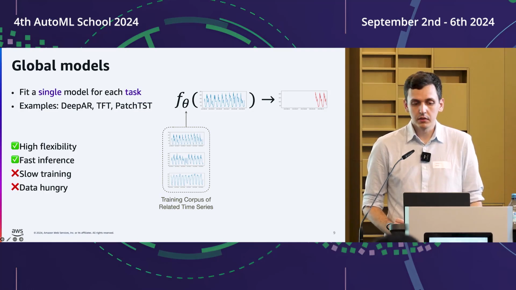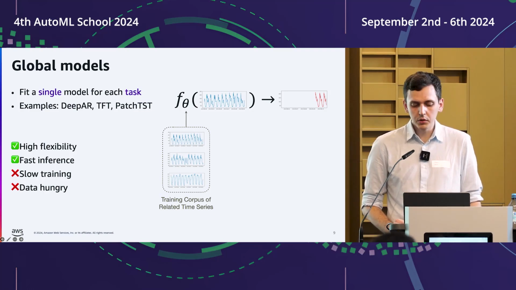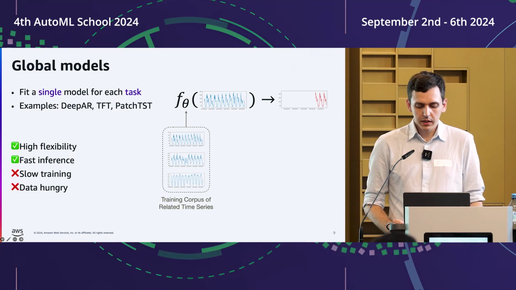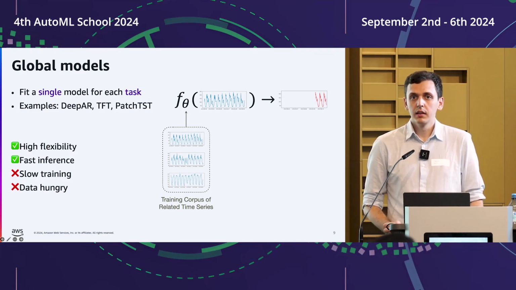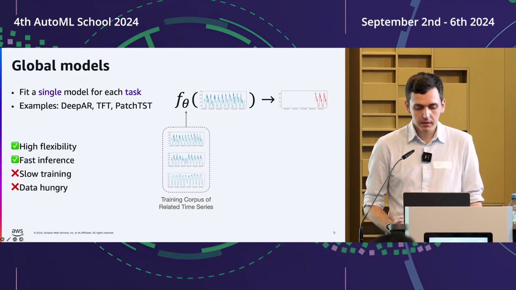Some examples of such models are DeepAR, TFT, and PatchTST. Usually these models are based on some sequence neural network models, for example, LSTM or transformers, also convolutional neural networks. And they're trained, like I said, on all the time series, and at prediction time, they take the new time series one by one and generate the predictions with just a single forward pass.